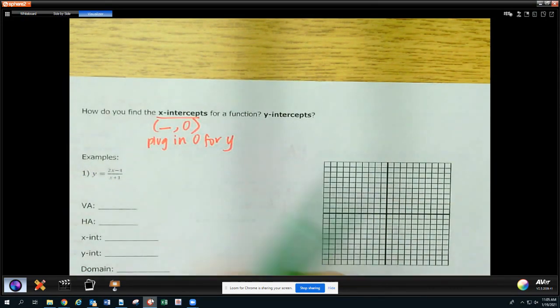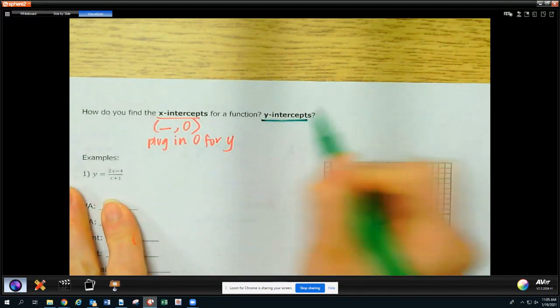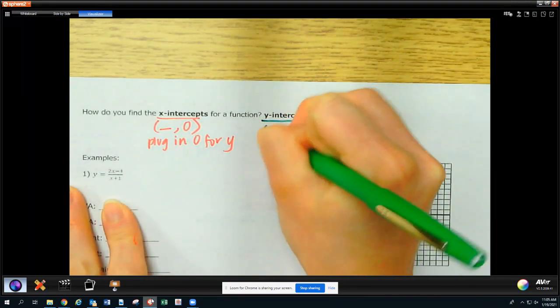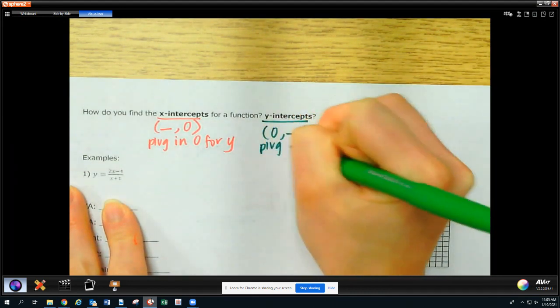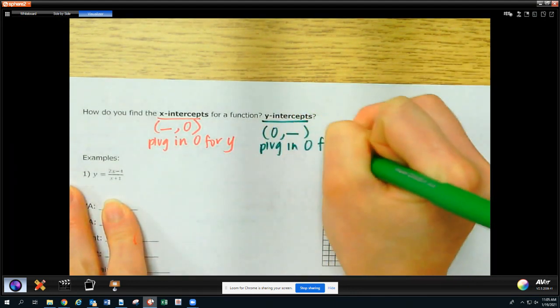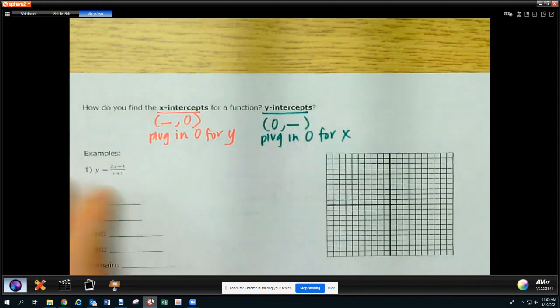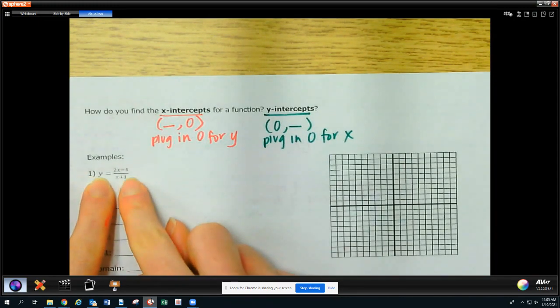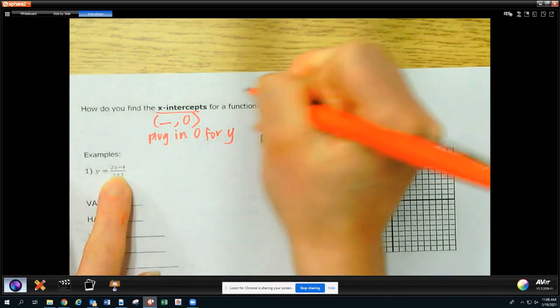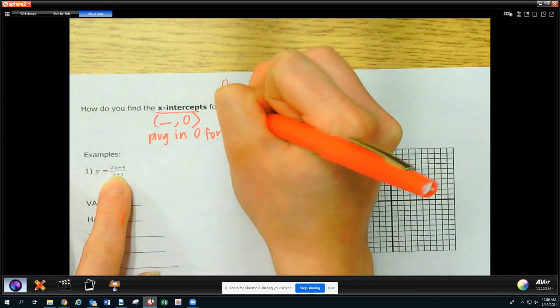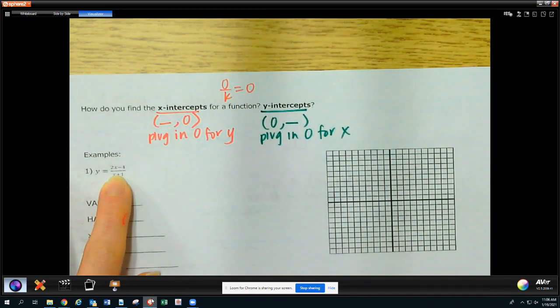For the y-intercept, it's a y value when x is 0. So you plug in 0 for x. In the case of these rational functions, a fraction is only 0 if the numerator is equal to 0, meaning you have 0 over some number that equals 0.